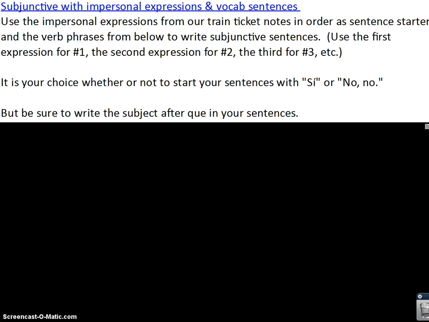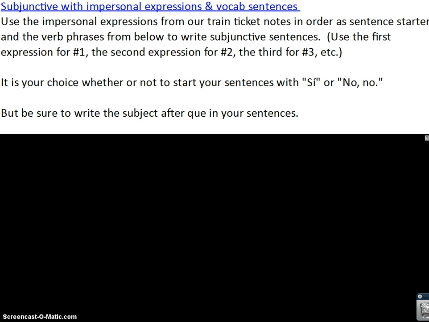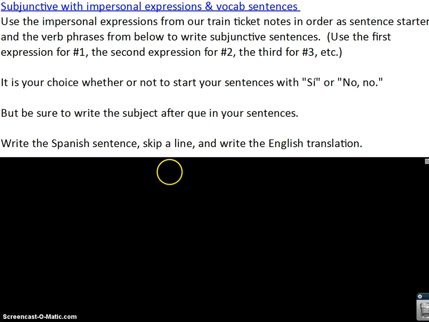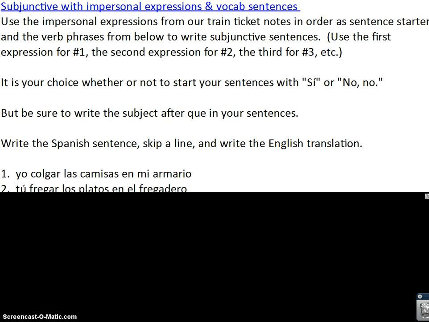Please be sure to write the subject after que in your sentences. Sometimes it's important because the yo and the he, she forms are the same. It's good practice, and also it makes it easier for me to grade. So if you don't do this, expect to be counted off points. I'll show you what you'll need in a second here. Write the Spanish sentence, skip a line, and write the English translation. Of course, you skip lines always.